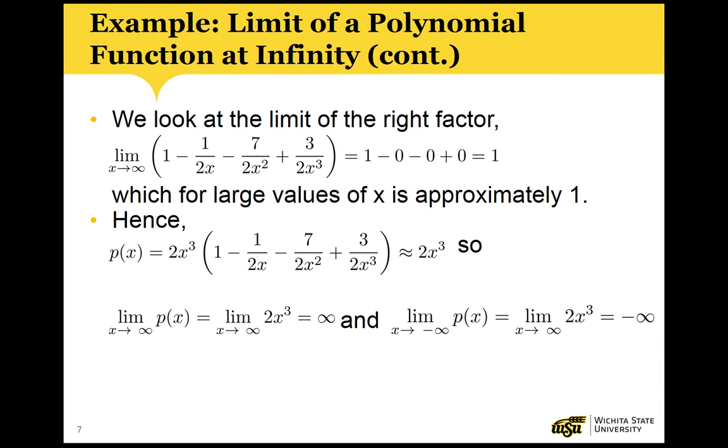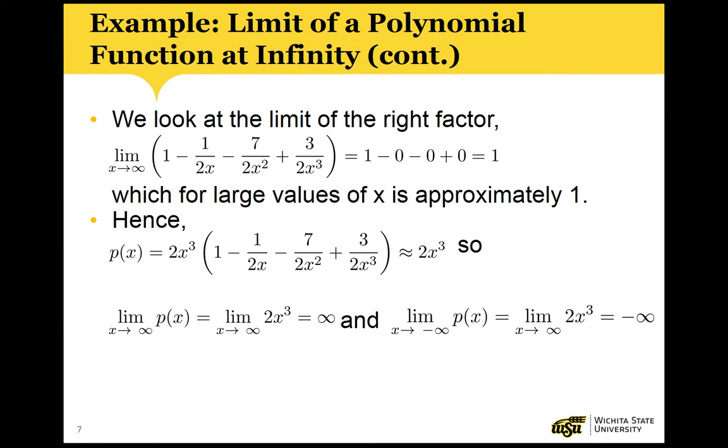Looking at just the right-hand factor of our product from the previous page, we see that in the limit as x approaches infinity, we have 1 minus 0 plus 0 equals 1. Assuming that we're looking at a very large value of x, this is approximately equal to 1. This means that our polynomial function, which we have written down here in its factored form, is approximately equal to 2x cubed whenever x is a very large value.